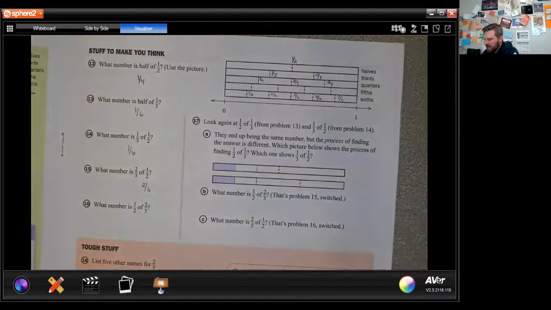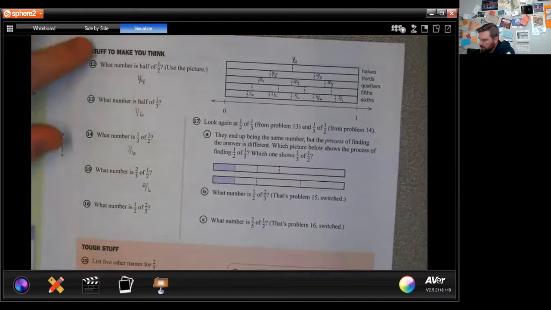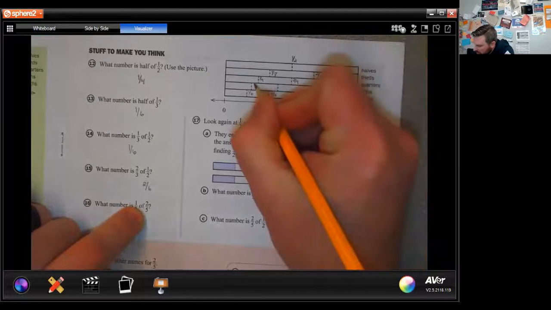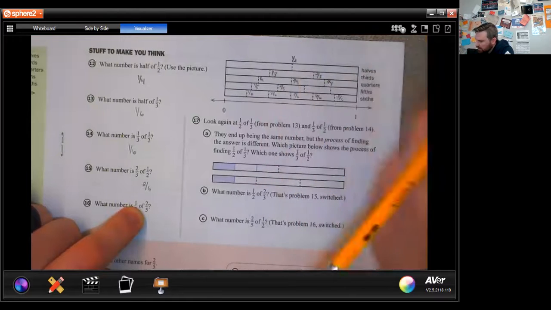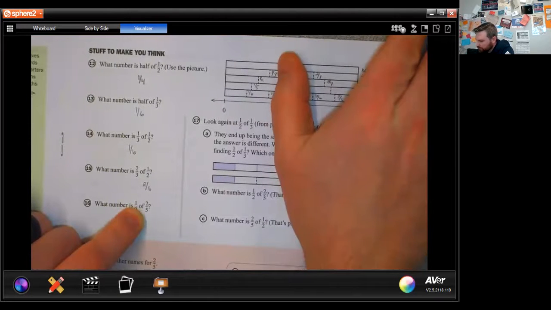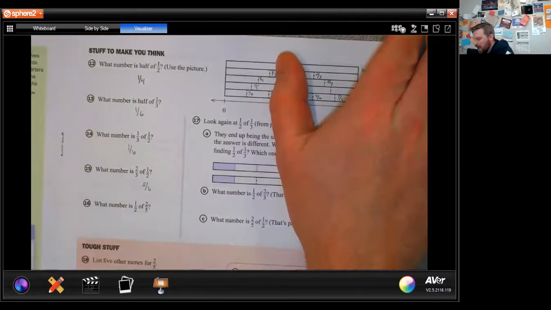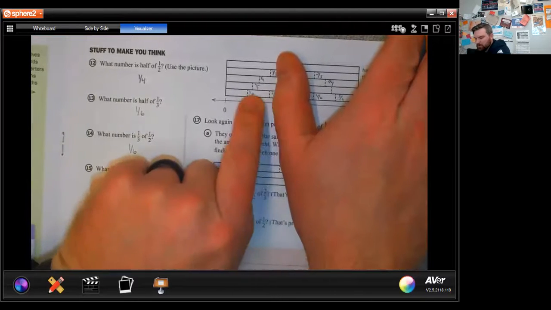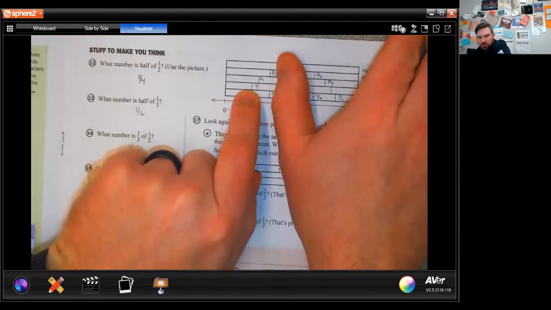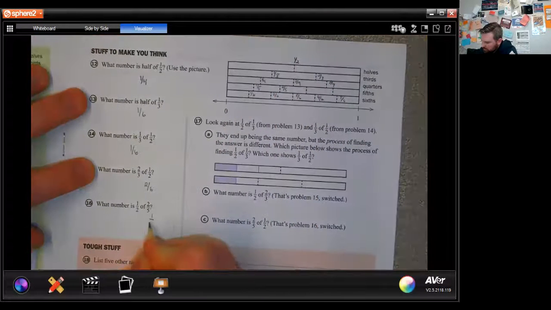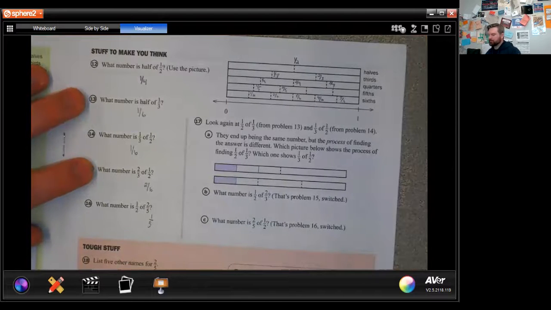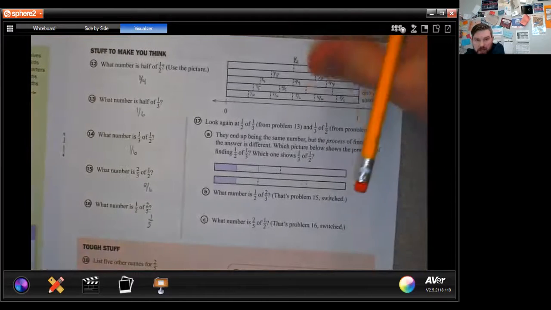What number is a half of 2/5? So here's 1/5. Here's 2/5. So if I look at 2/5 here, and I want half of that number, half of 2/5 would be splitting it into 2 groups and taking the one in the middle. That's 1/5. So 1/5.